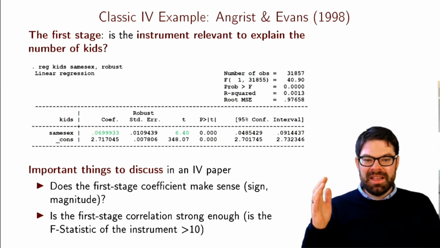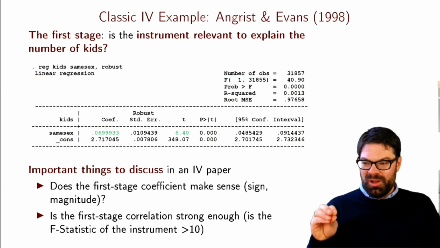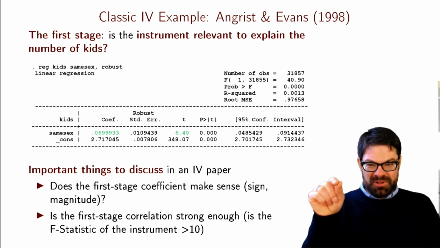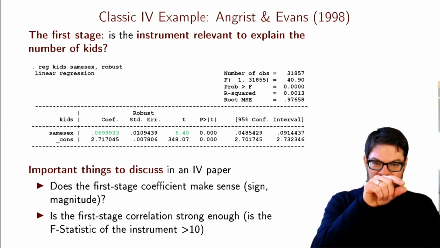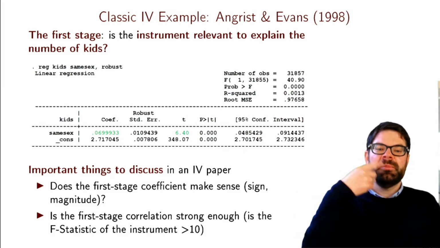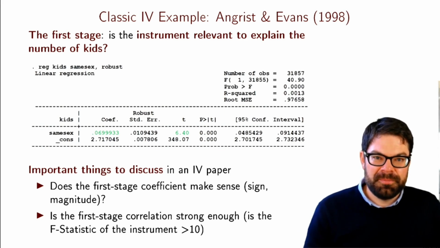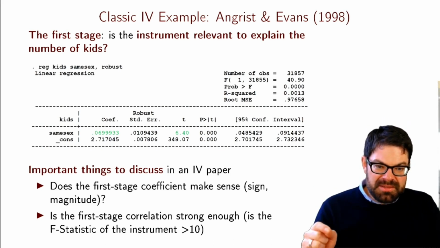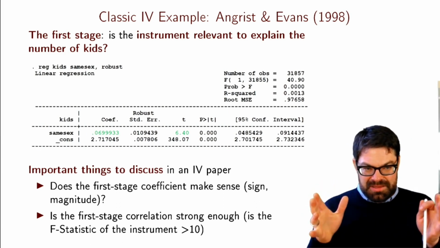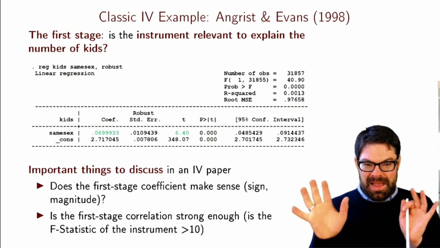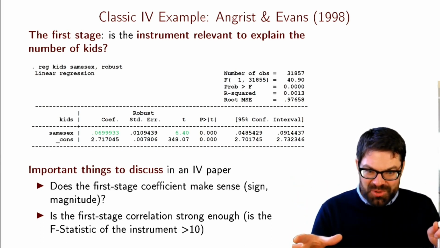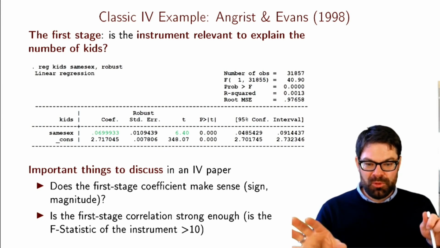What does this mean? It means that basically, I didn't exactly work it out, but it's something like, of 13 couples who have two children and their two children have the same sex, one of them decides to have an additional child. Right? But it's statistically significant, and it's, at least in their paper back in 1998, was considered a strong enough first stage to draw a meaningful conclusion.